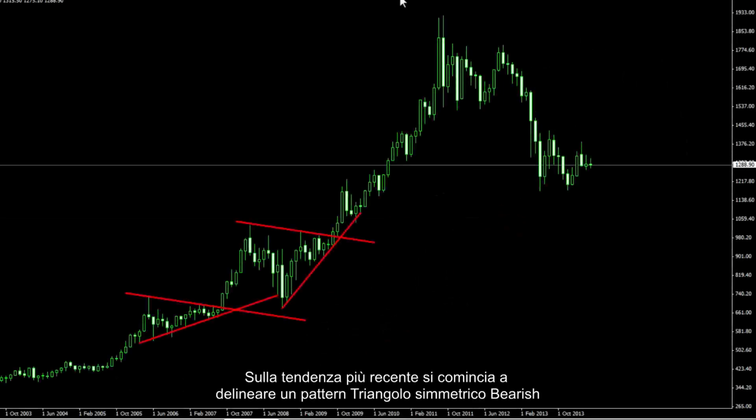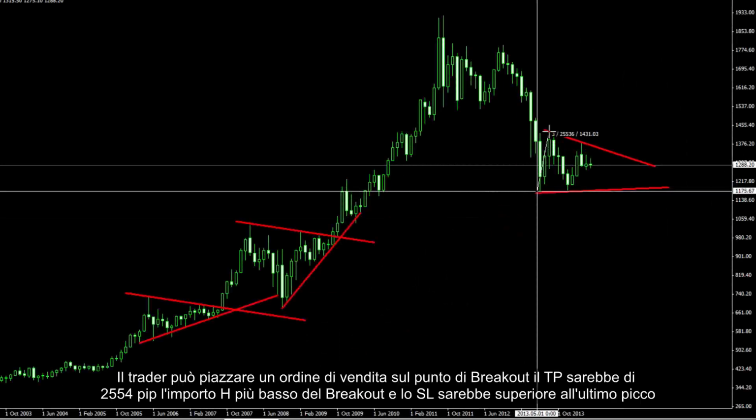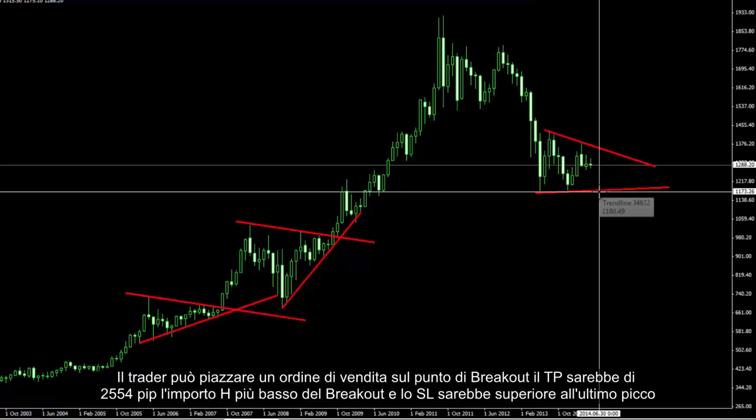On the most recent trend, a bearish symmetrical triangle pattern is going to be formed. A trader can place a sell order on the breakout point. TP would be 2,554 pips, H amount, lower than the breakout and SL would be higher than the last peak.